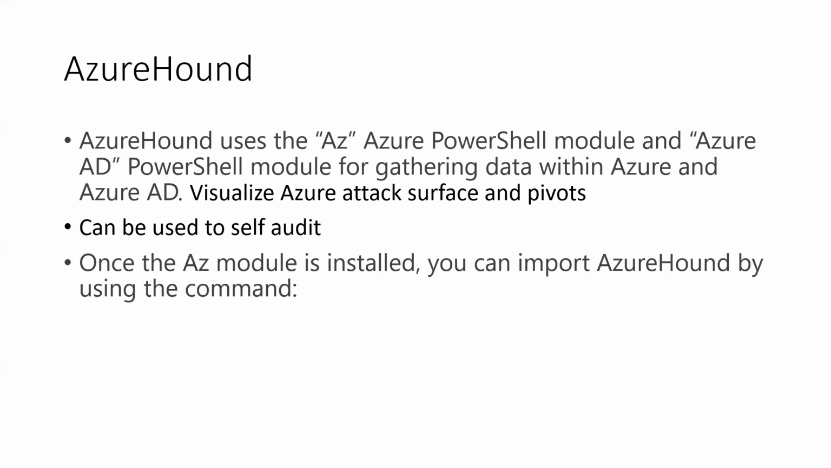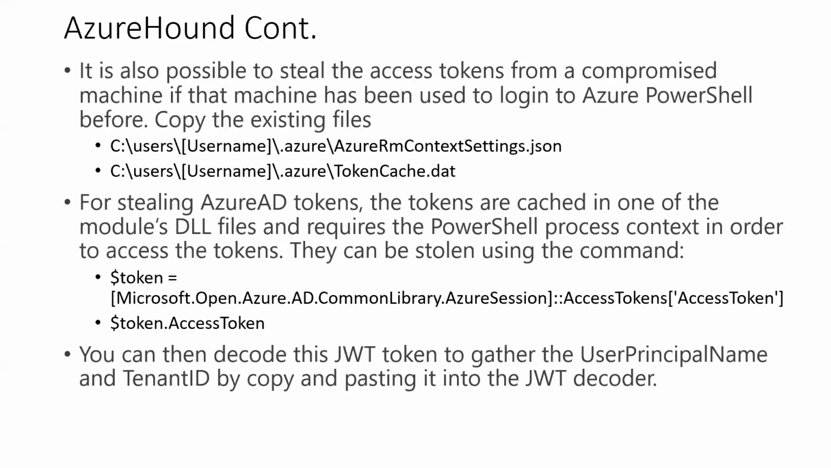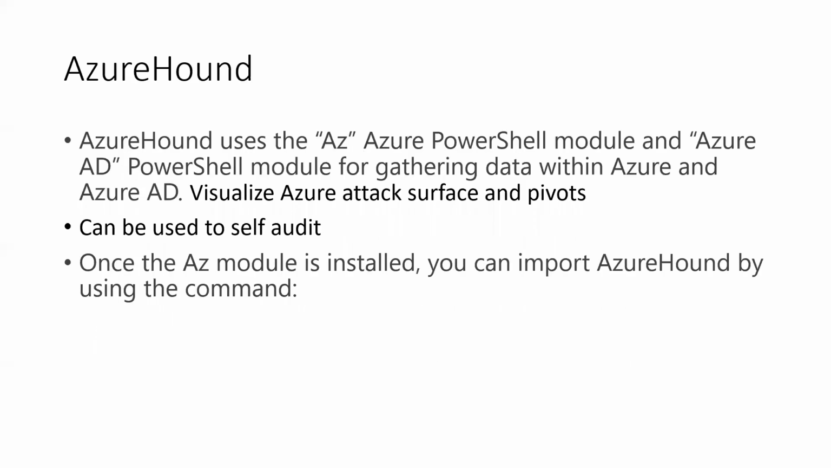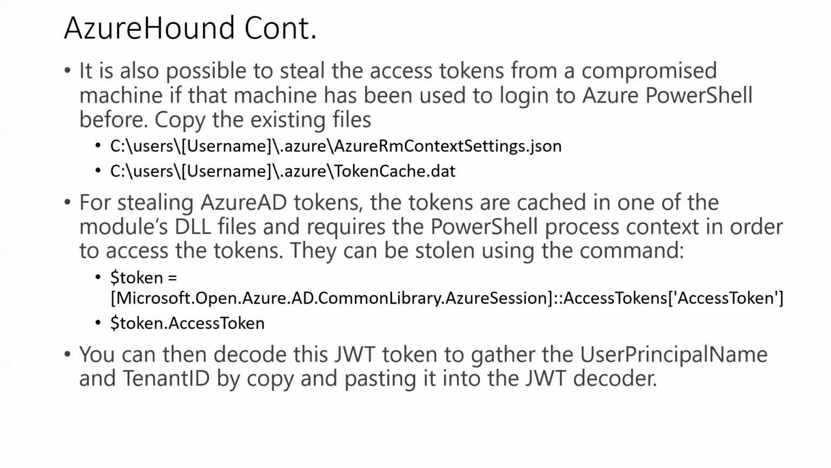So once you install the AZ module, then you can just run the tool. I guess I didn't put in how to run the tool here. So anyway, what is documented at the AzureHound site. So it's just a simple PowerShell script.